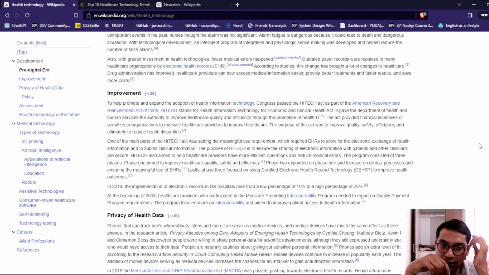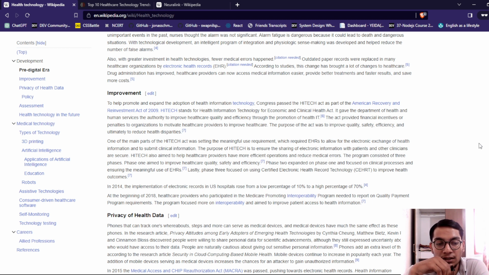One of the main parts of the HITECH Act was setting the meaningful use requirements, which require providers to use EHR, do electronic exchange of health information and submit clinical information. The purpose of HITECH is to ensure sharing of electronic information with patients and others. HITECH also aims to help healthcare providers have more efficient operations and reduce medical errors. The program consists of three phases. Phase 1 aims to improve healthcare quality, safety and efficiency. Phase 2 expanded phase 1 and focused on clinical processes and ensuring the meaningful use of EHRs. Lastly, phase 3 focused on using certified electronic health record technology to improve health outcomes.